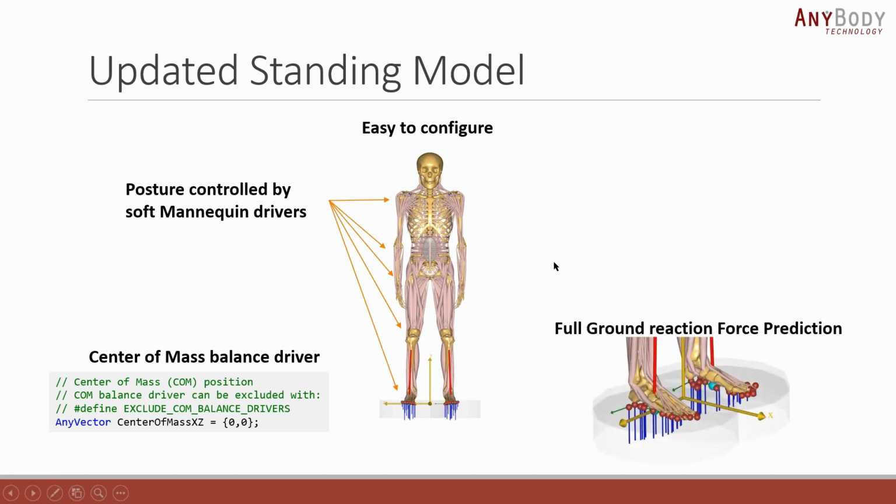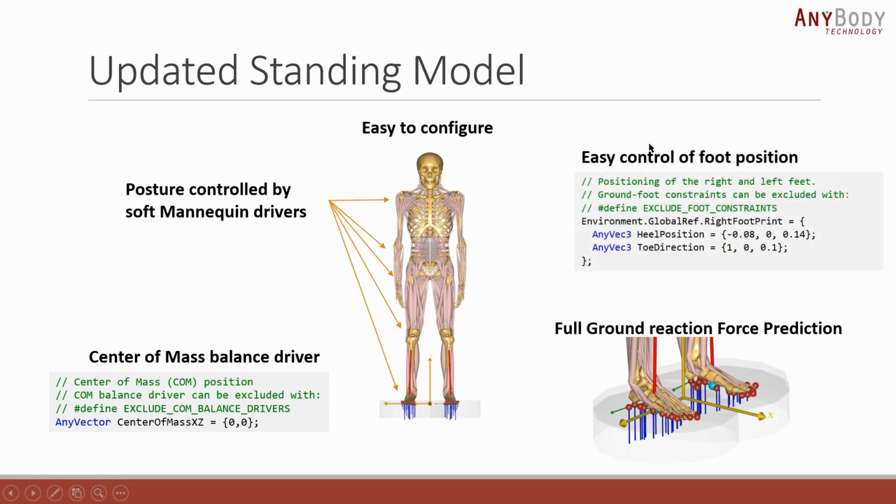Third, now there's a full ground reaction force prediction. As you can see on the bottom of the soles of the feet, there are now 25 nodes and the force predictions are visible. And last, there's the easy to control foot position. Here you can adjust the heel position and then also the toe direction.